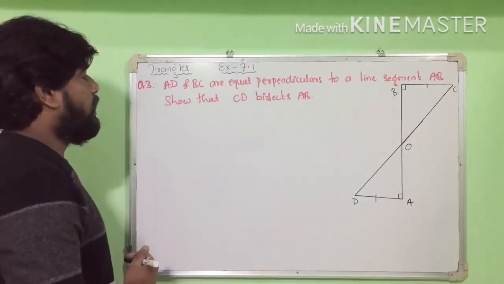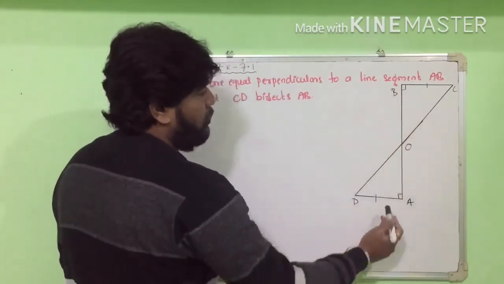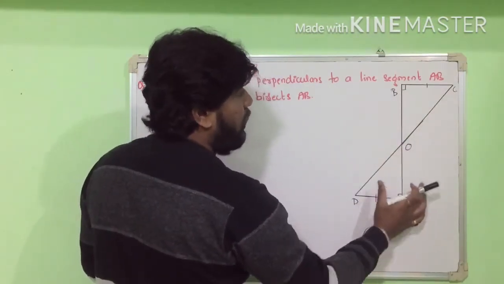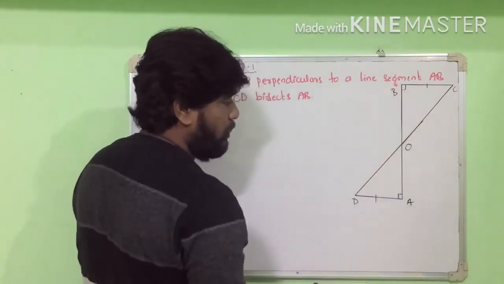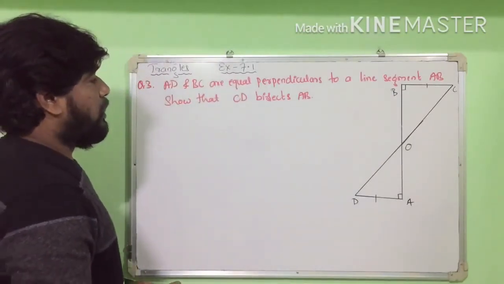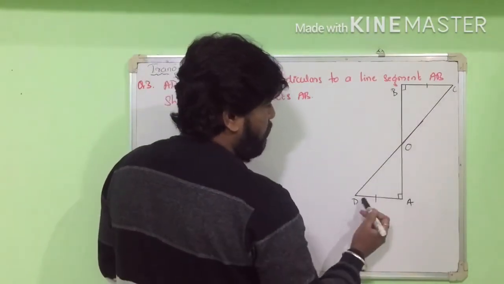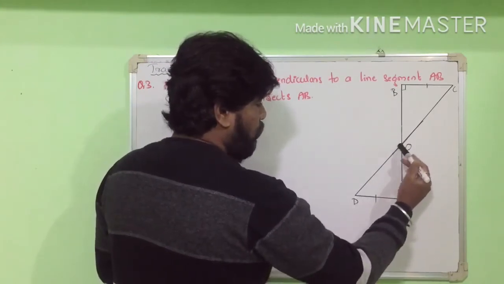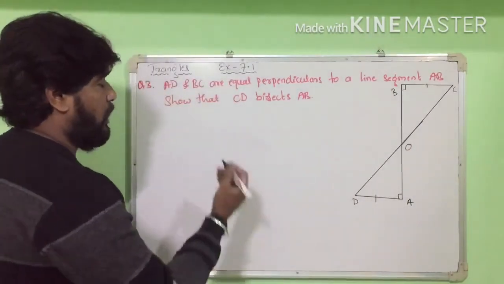The next problem, the third one. AD and BC are equal and perpendicular to the line segment AB. So line segment AB here, AD and BC are equal and perpendicular. Here angle A is 90 and angle B is also 90 degrees and AD is equal to BC. And show that CD bisects AB. It means we want to show here OD is equal to OC. These two are equal, means it is a bisector, right? So let me solve here.